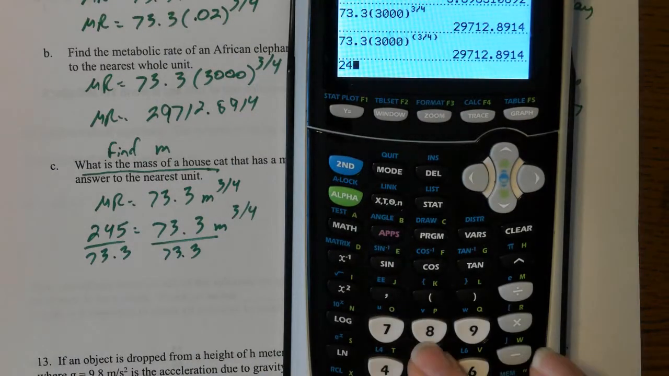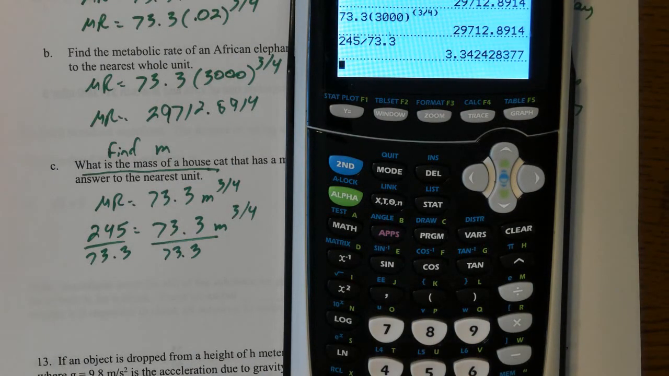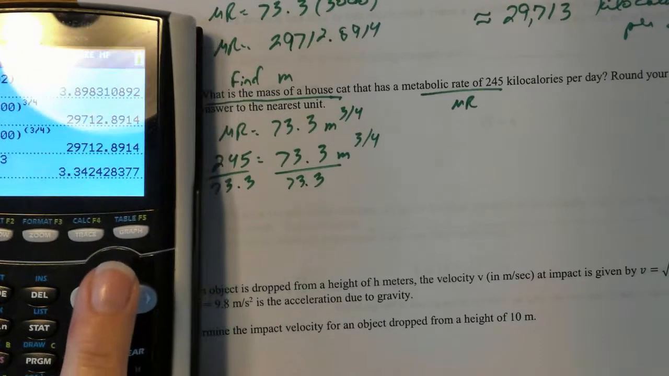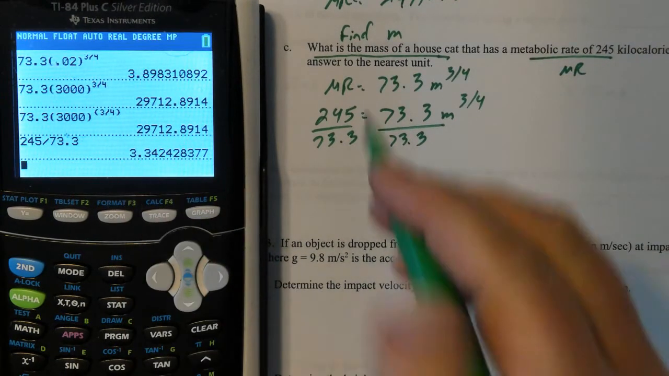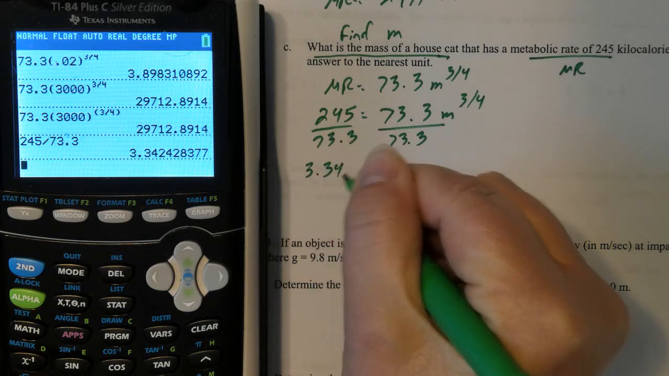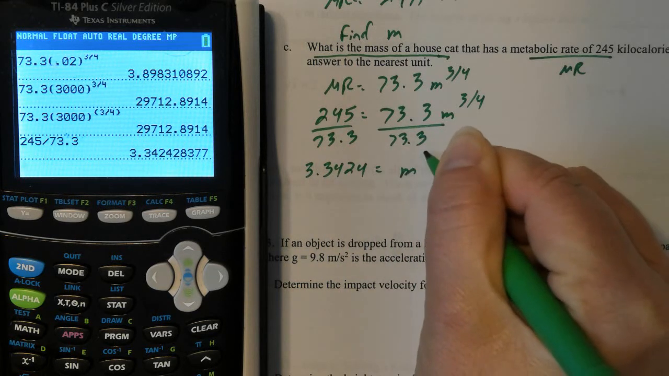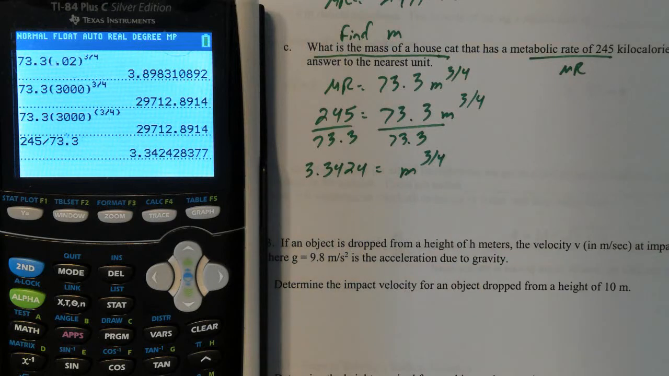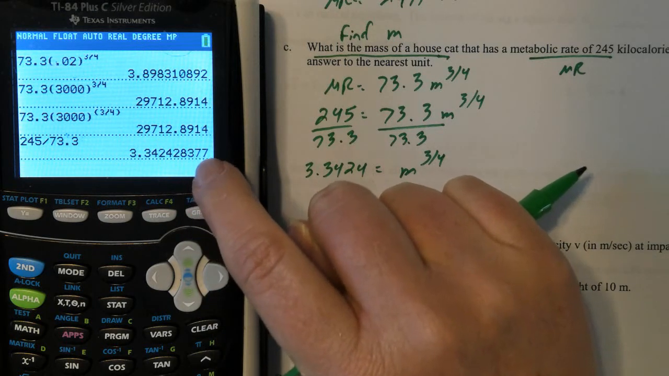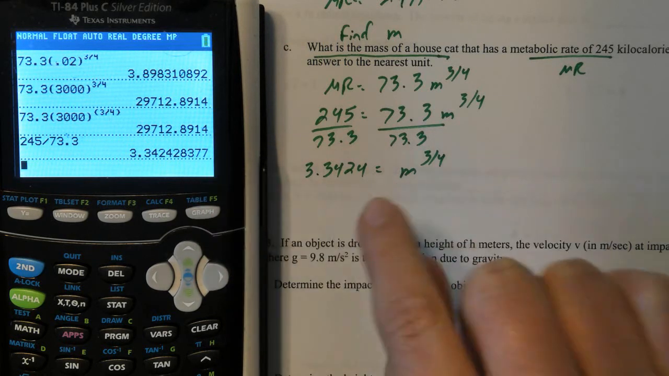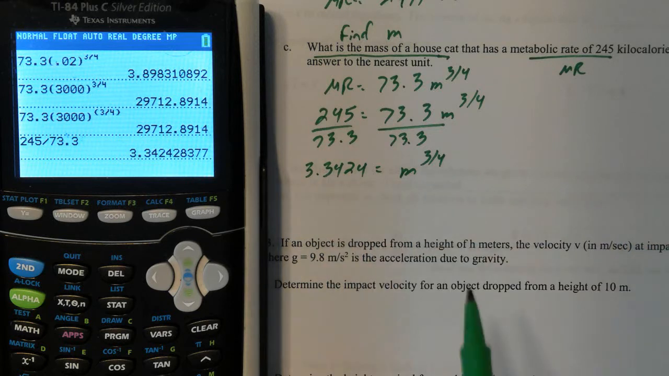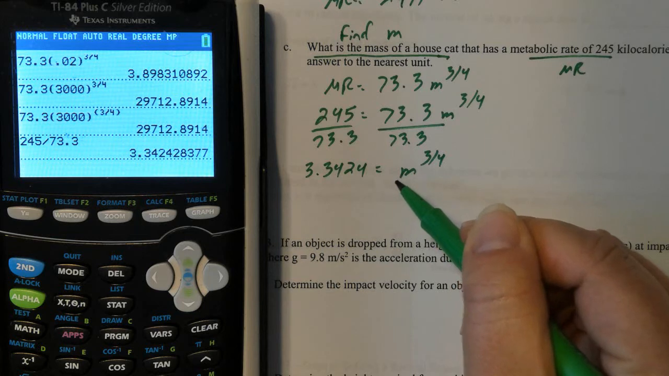So 245 divided by 73.3 is a terrible, horrible number. Okay, now I'm going to show you a little calculator trick here. I'm going to write down the first few digits of this number. I'm not going to write the whole thing because it's long and terrible. But I want to leave the last line in my calculator as that whole decimal. I want my calculator to continue working with that whole number, not just the rounded off version. We do not want to do our rounding until the very end.